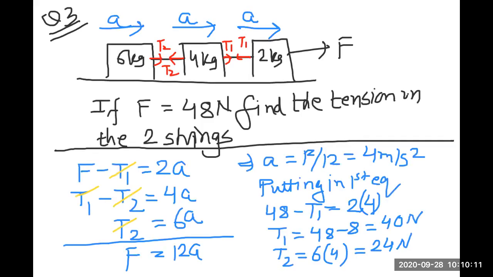Look at the 4 kg block. What are the forces acting on the 4 kg block? Tell me, what forces are acting on the 4 kg block? Which direction is T1, which direction is T2? So therefore the net force on the 4 kg block will be, okay?